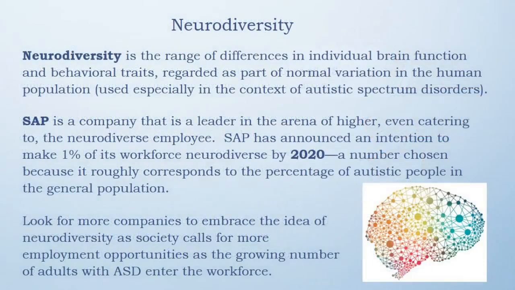Neurodiversity was originally coined in 1988 by Judy Singer. While the term is around today, putting it into action could be the wave of the future for some. The Oxford Dictionary defines neurodiversity as the range of differences in individual brain function and behavioral traits regarded as part of normal variation in the human population. It's used especially in context of autism spectrum disorders.